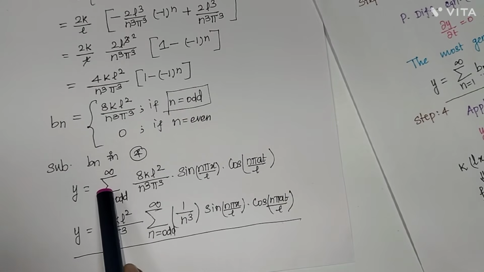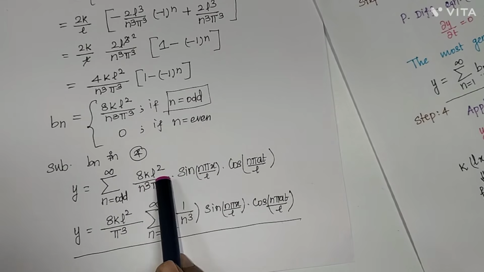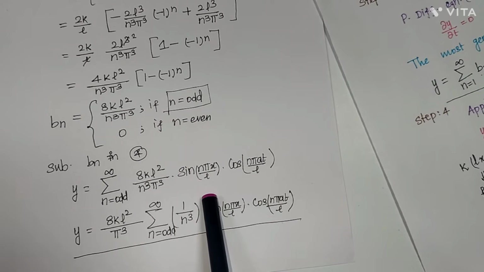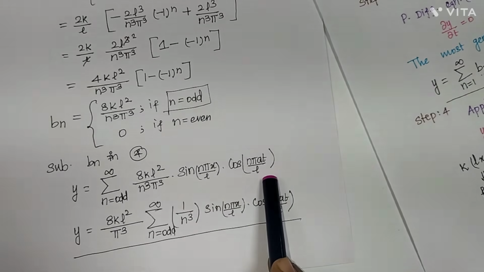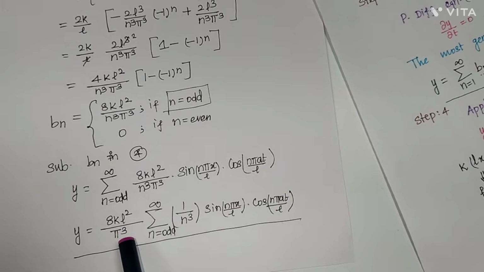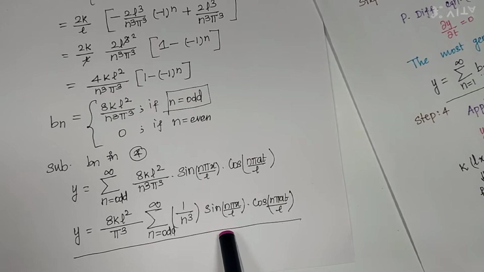Now you can substitute the Bn value, 8k L square divided by n cube pi cube, in equation 4: sin(n pi x by L) cos(n pi at by L). From this you can take the constant term 8k L square divided by pi cube outside. Why is it constant? Because we substitute values only for n, so I take the rest of the terms outside and consider it a constant. And the sum over n of 1 by n cube sin(n pi x by L) into cos(n pi at by L). This is our final answer for this problem.